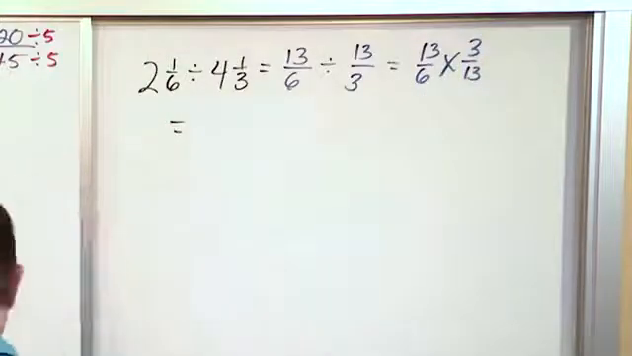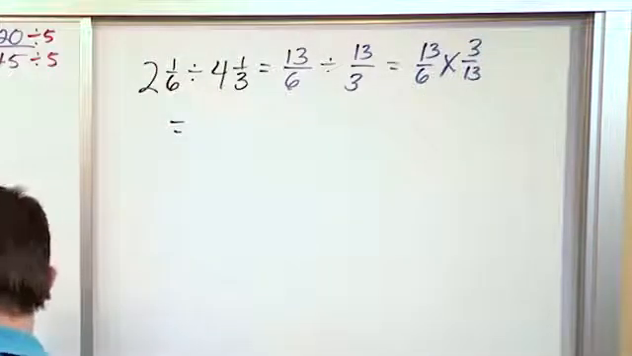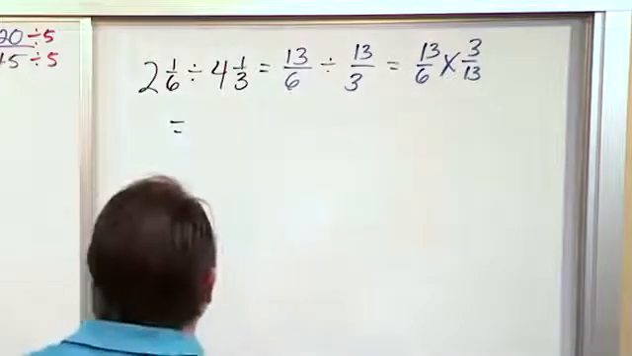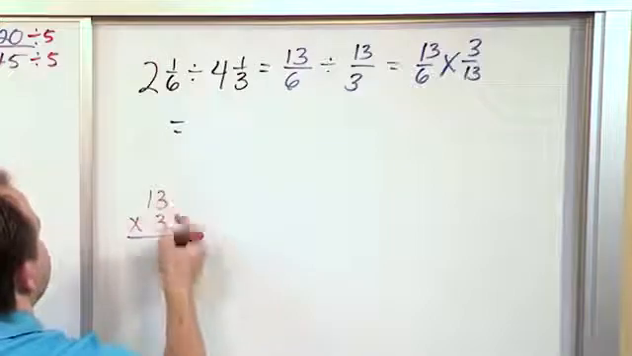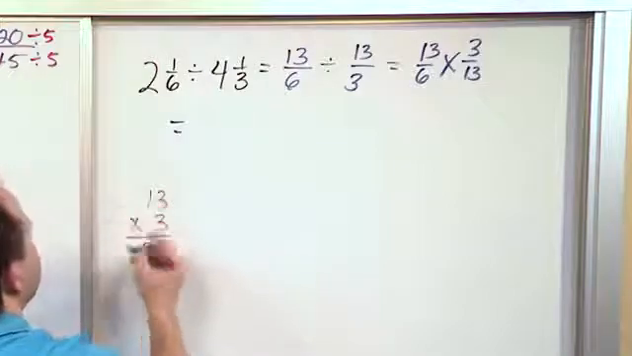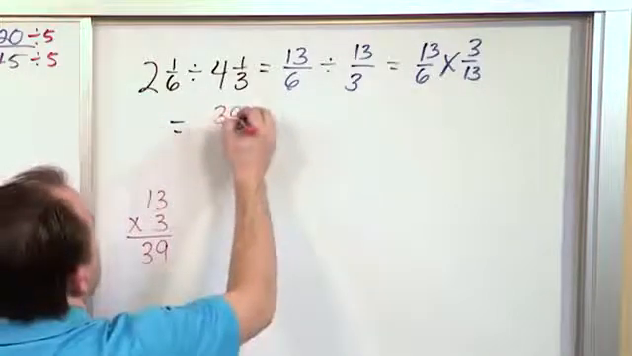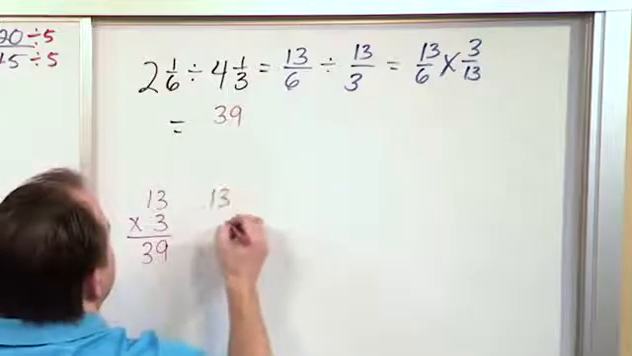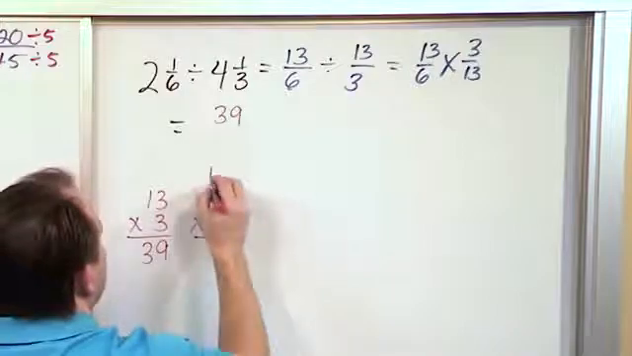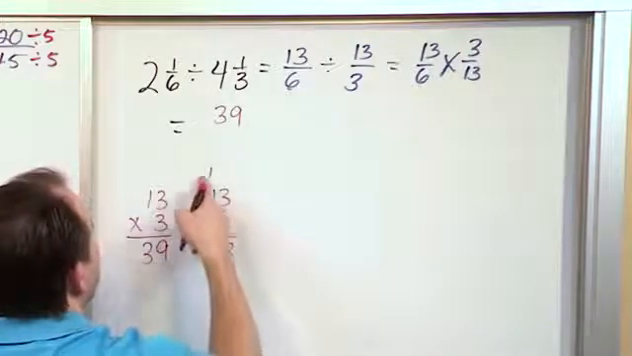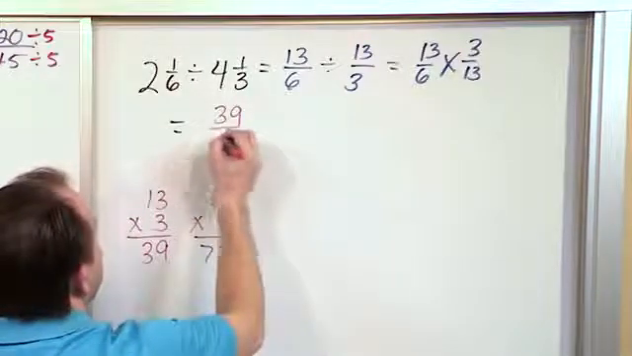All right, so I have 3 and 13 on the top. Multiply 3 times 13. If for some reason you can't multiply 3 times 13 in your head, you just multiply it down here. 3 times 3 is 9. 3 times 1 is 3. So you get 39 on the top. 6 times 13 is the same thing. 6 times 3 is 18. Put an 8. Carry the 1. 6 times 1 is 6. Plus 1 is 7. So you should get 78 here.